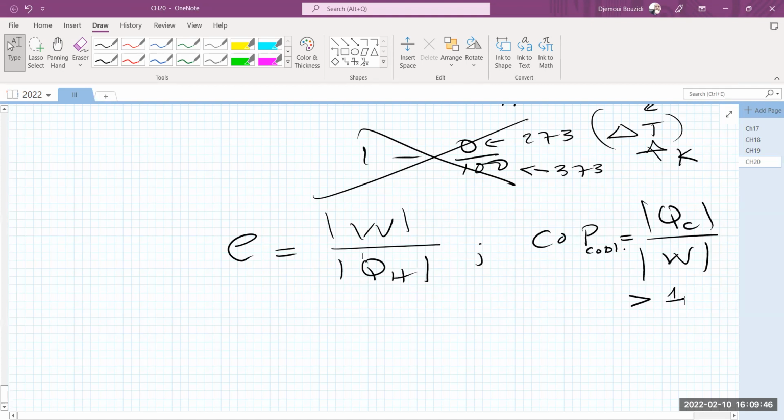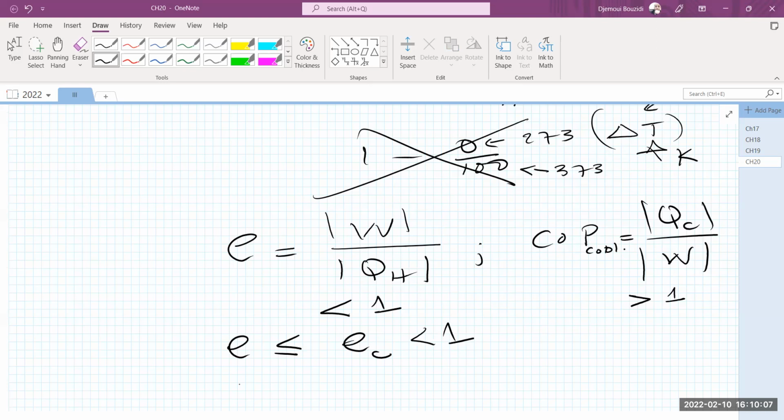This number is always less than 1. As a matter of fact, this E at most can be E_C, the efficiency of Carnot, and E_C is always less than 1. So the efficiency of any engine at best can be that of Carnot. That's, if you wish, the second law also.